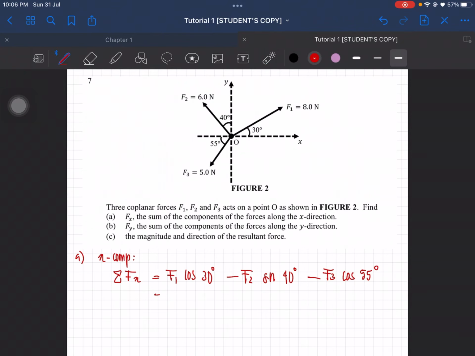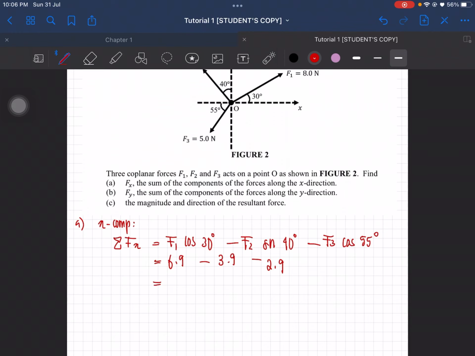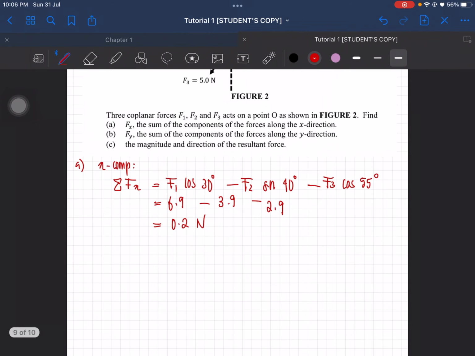Okay, so from here we will then get 6.9 minus 3.9 minus 2.9, which gives us 0.2 Newton. Okay, and then, let me just double check.